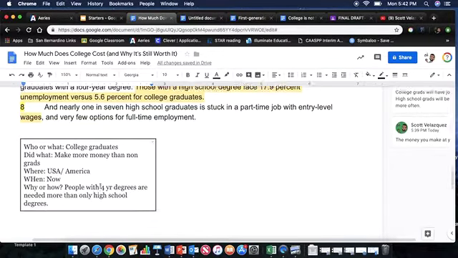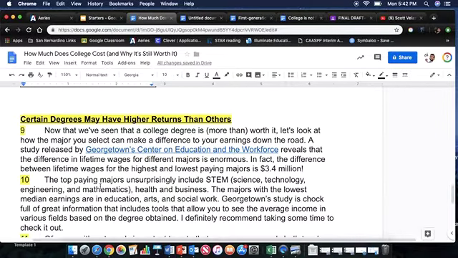All right, now let's go to the last one. This chunk is called certain degrees may have higher returns than others. So what that's saying is that even though you go to college and you get a degree, the type of degree you get will affect how much money you make. So let's see what it says about which jobs make more money.